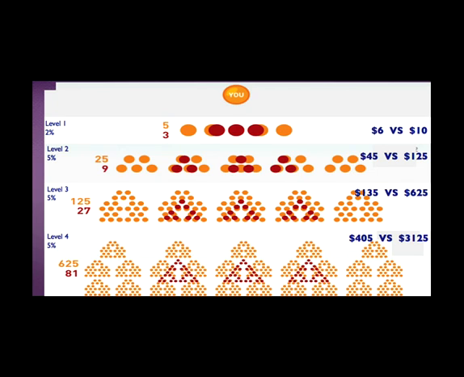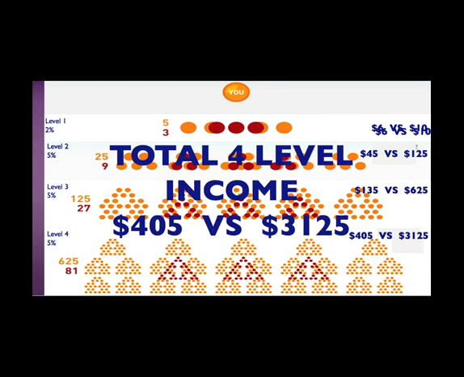But if you're duplicating 5 instead, which is not even double the work, your numbers go way up significantly. $10 off your commissions on all your first level distributors, $125 on the second, $625 on the third, $3,125 on the fourth, and over just that 4-level organization, the difference in your income is significant.